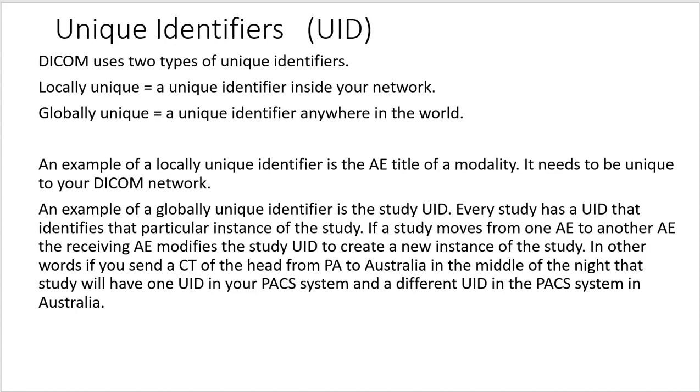Example of a globally unique identifier is the study UID. Every study has a UID that identifies that particular instance of the study. If a study moves from one AE to another AE, the receiving AE modifies the study UID to create a new instance of the study. In other words, if you sent a CT of the head from Pennsylvania to Australia in the middle of the night, that study would have one UID in your PACS system and a different UID in the PACS system in Australia.